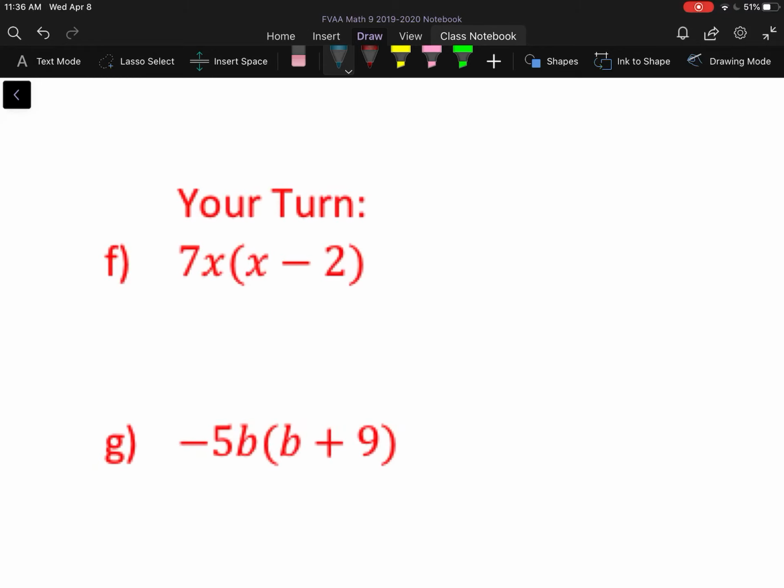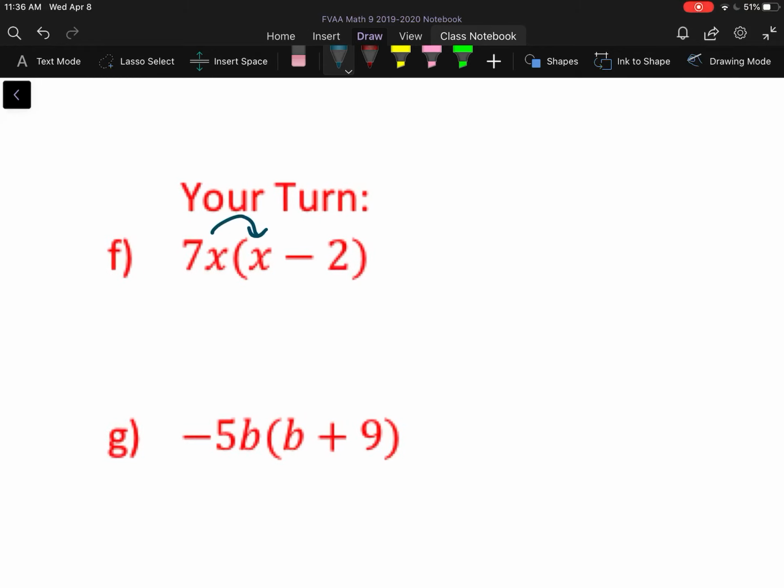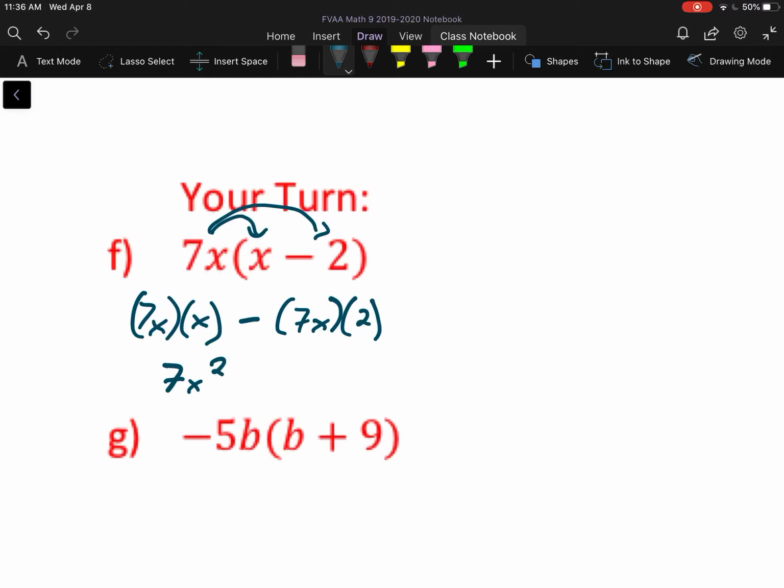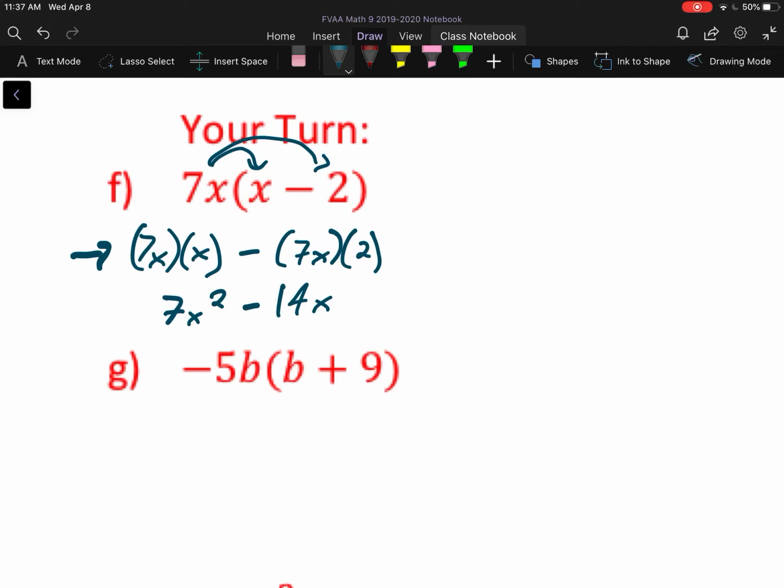All right, so here again, when I'm doing 7x times x, what I need to see in my mind's eye is 7x times x, and then minus 7x times 2, right? Which is going to give me 7x squared minus 14x. Okay, so that's what you have to see, this middle step here. You have to see it in your mind's eye when you're distributing that monomial into your polynomial.